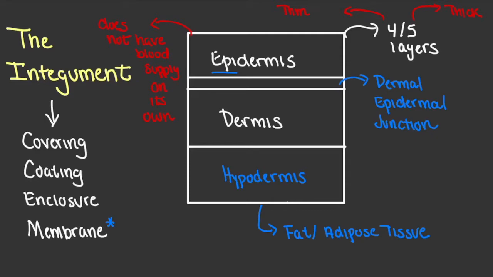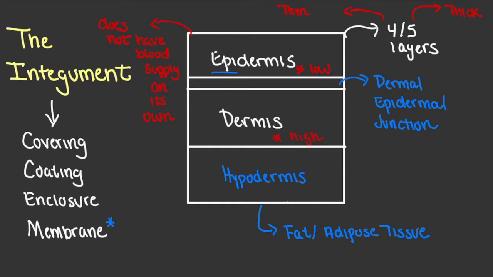So the question becomes, well, if the epidermis doesn't have its own blood supply, why is it that we bleed if we have a cut on our skin? And the reason for that is because the epidermis receives blood supply from the dermis. And so the way that that happens is that blood goes from an area of high concentration, which is here in the dermis, to an area of low concentration, the epidermis.